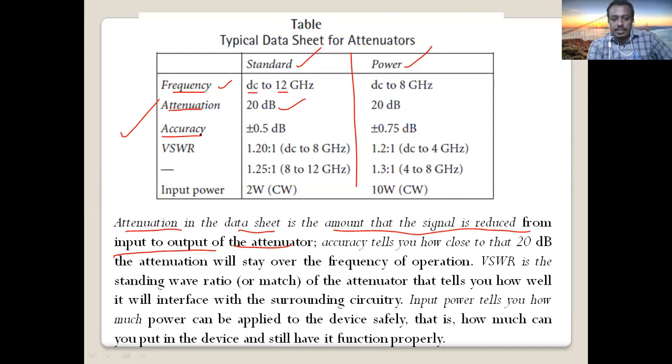Next parameter is accuracy. Any device has some plus or minus accuracy. So in this case, the accuracy of this device is plus or minus 0.5 dB. Due to some design or manufacturing imperfection, you need 20 dB attenuation, but it can be 20.5 or it can be 19.5. Attenuation will be in this range. You will not get exactly 20 because the accuracy is not perfect.